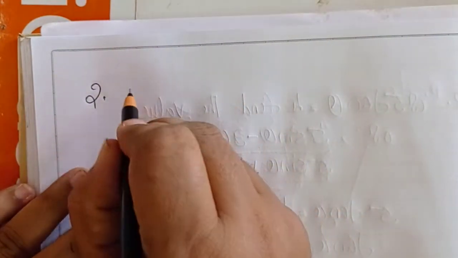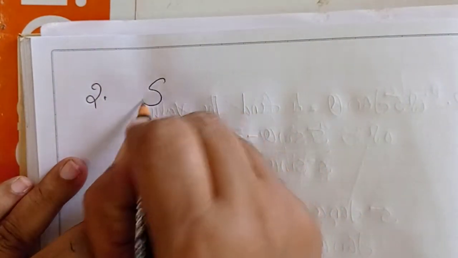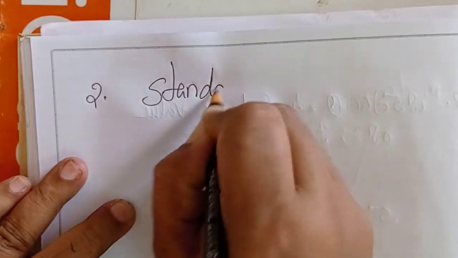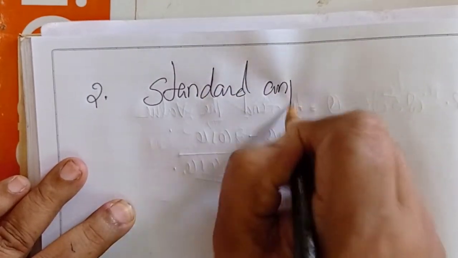Then write the next heading. Second part, the first part over, then the second part. Trigonometrical ratios of standard angles.